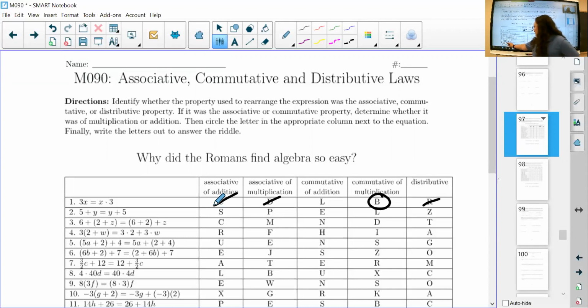8 times 3f, 8 times 3f, or 8 times 3 times f, 8 times 3 times f. Those are the same other than the grouping, so this is associative property, and it's grouping around multiplication dots. So it's our W. So you'll go through, you'll circle one letter on each row, and you'll have your answer.